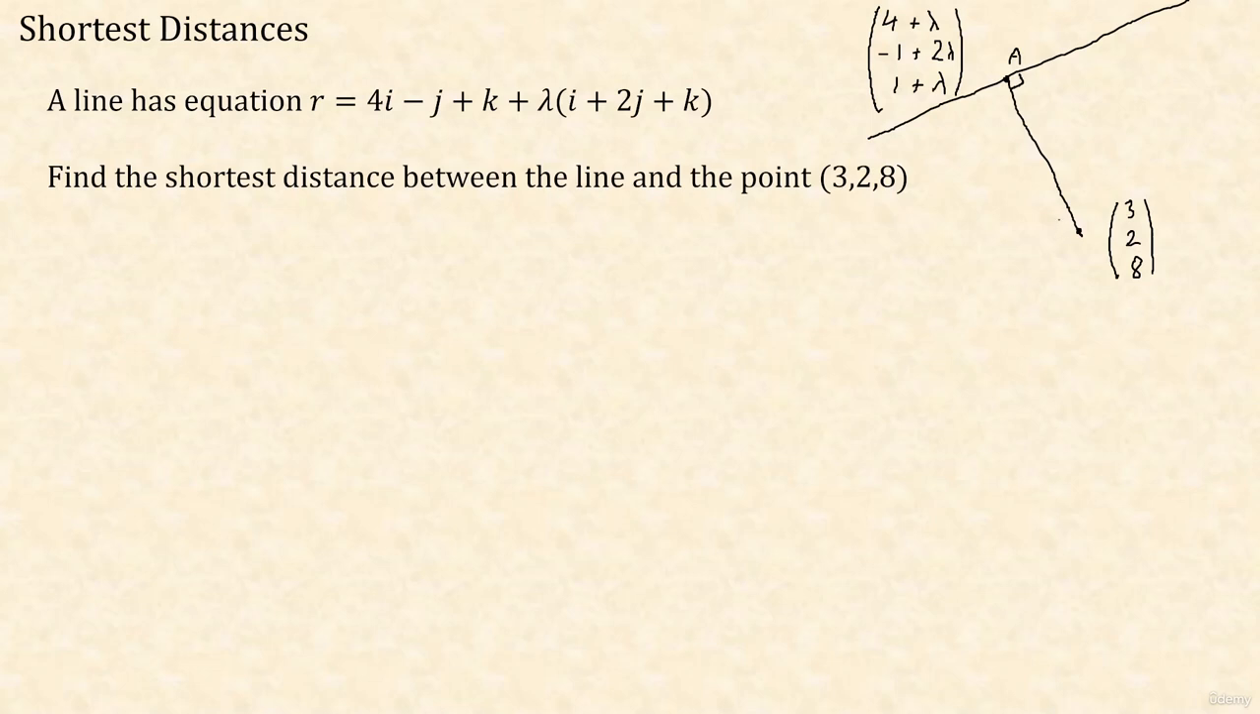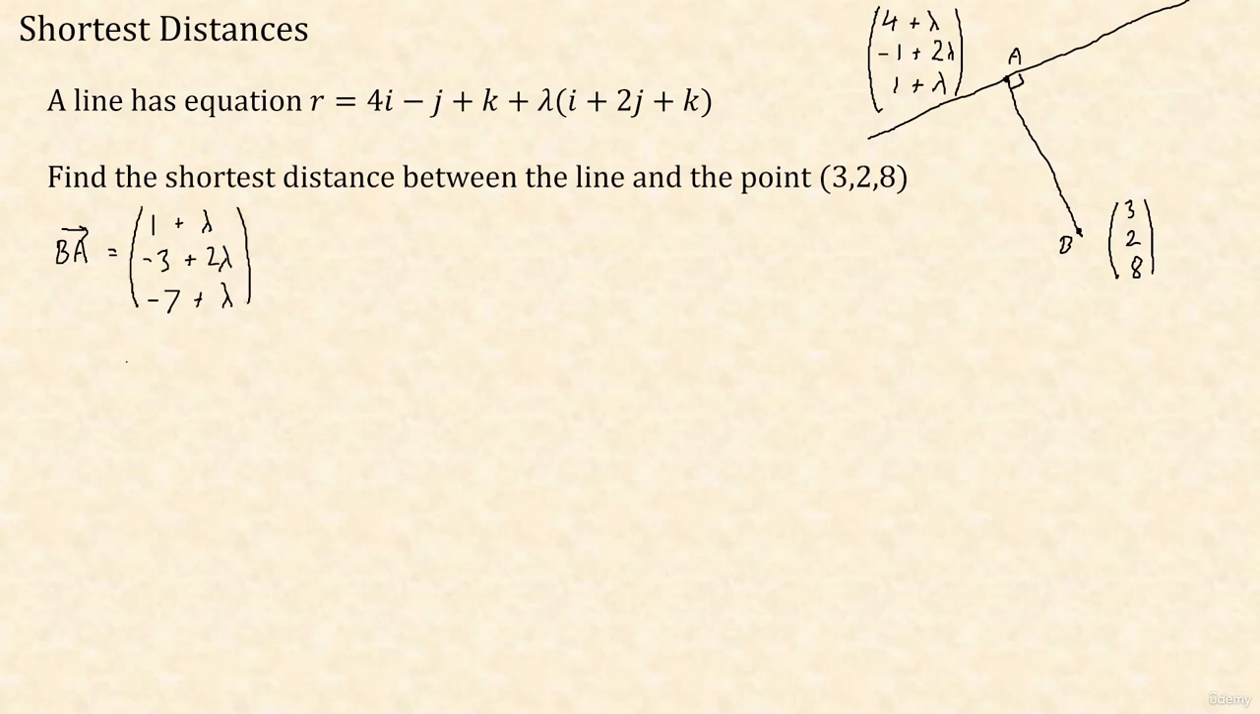What's different now is that rather than this being the origin to A, let's give this a name, let's call this B, we want the vector B to A. So not the origin to A, but B to A. And so we're just going to find that by taking the coordinates of A and subtracting the coordinates of B. So that's 4 plus lambda minus 3, so that's 1 plus lambda. And then negative 1 plus 2 lambda minus 2, so that's negative 3 plus 2 lambda. And then finally 1 plus lambda minus 8 is negative 7 plus lambda.